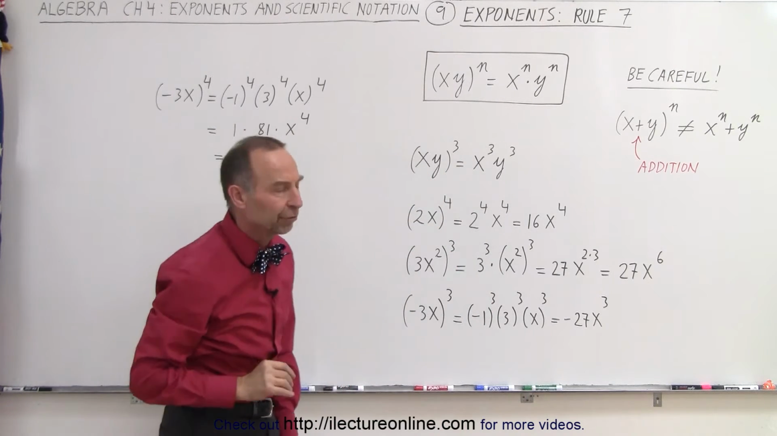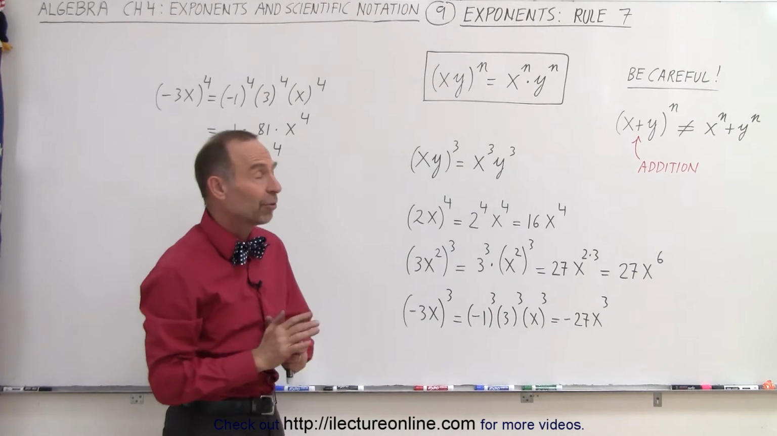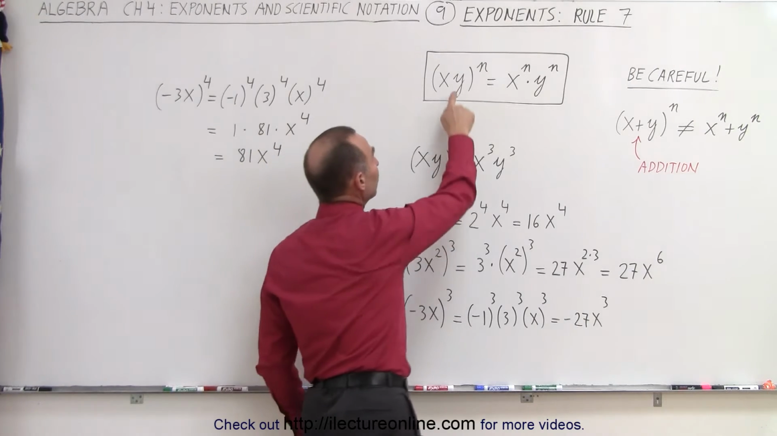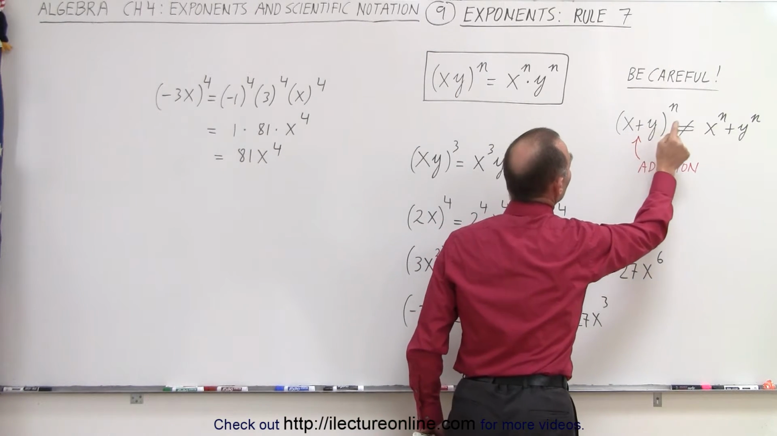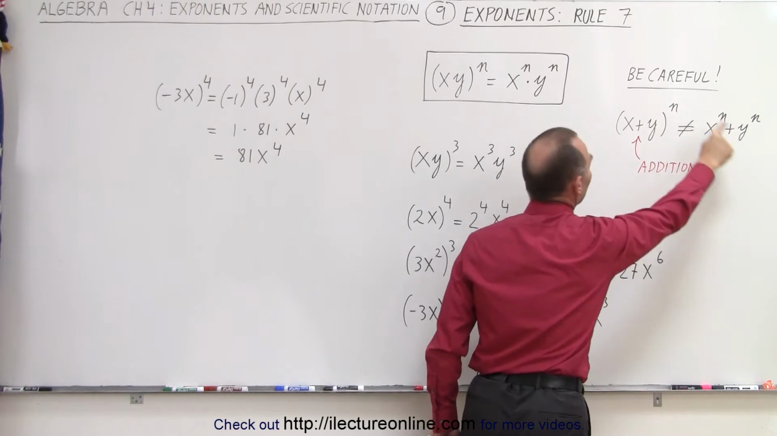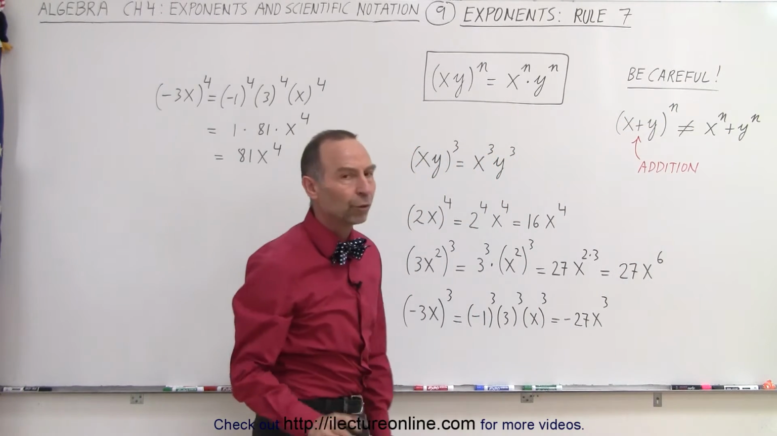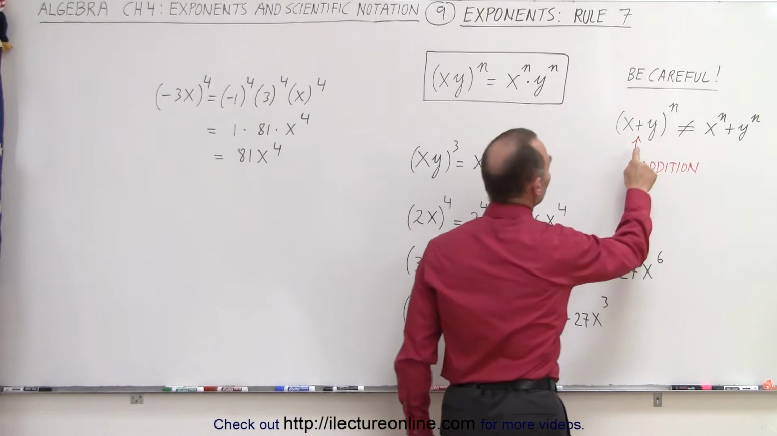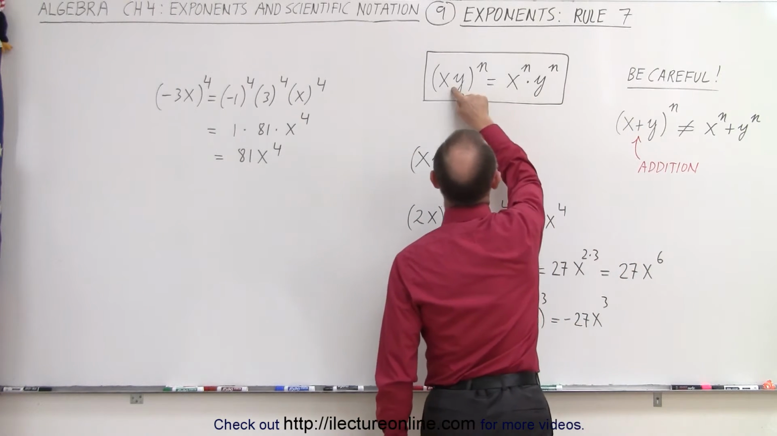But we do have to be careful. We've shown you this particular pitfall before. If it's not a multiplication but an addition instead, you cannot apply that rule. This is not equal to this. And this is a very common mistake that we see. So don't try to use the rule if this is not a multiplication.